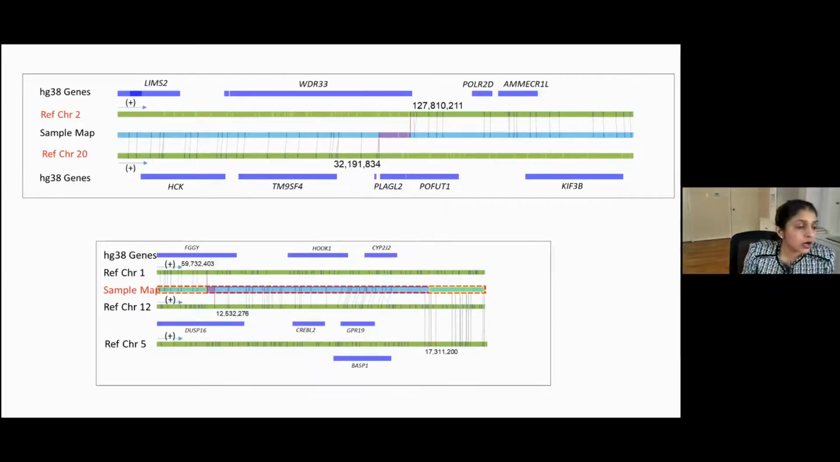Now here we are able to see that the OGM is able to identify translocations between 2 different chromosomes, in this case chromosome 2 and chromosome 20. And at the same time, we were able to map out using OGM a complex chromosomal event. Here, it's a derivative chromosome that involves segments from chromosomes 1, 12, and 5. Now, using karyotype, this level of complexity involving this derivative chromosome was not apparent.